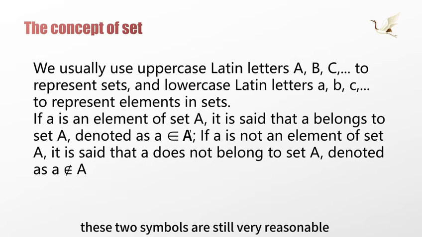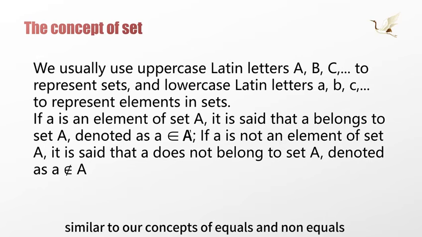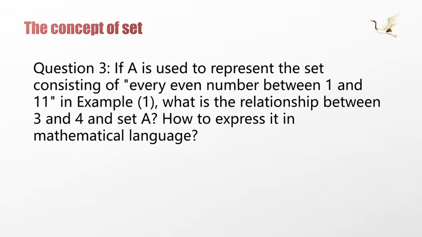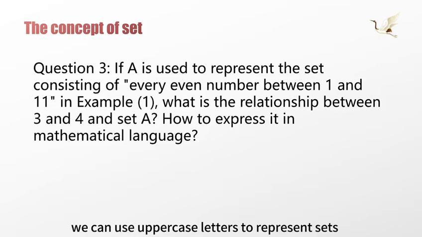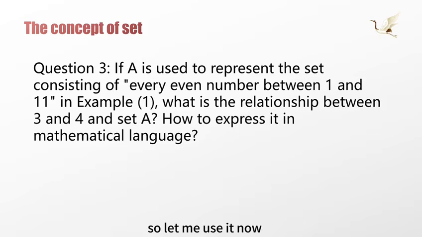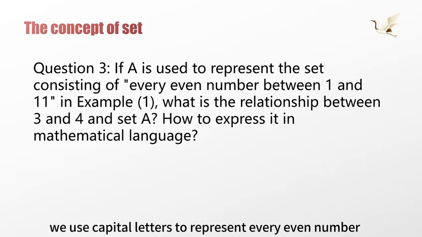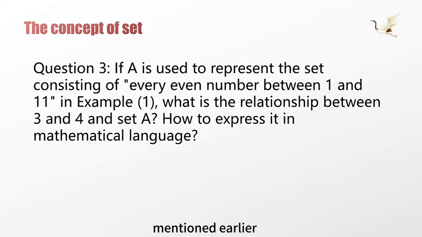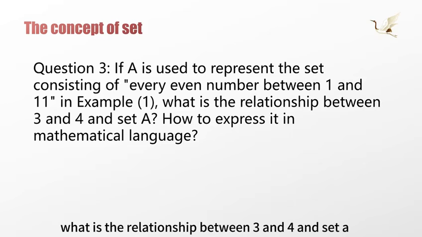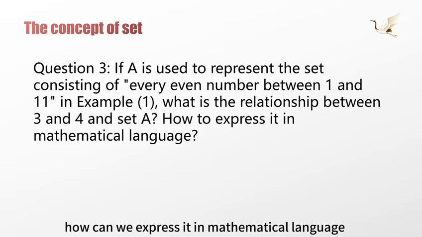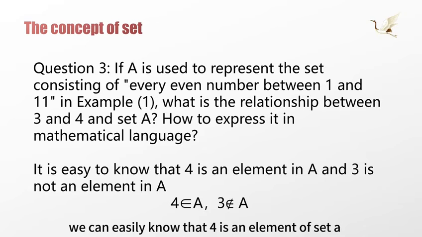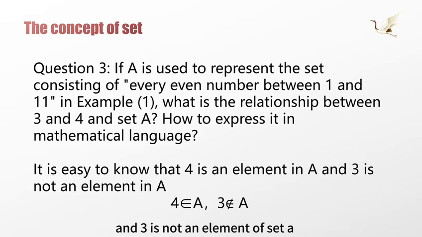These two symbols are still very reasonable, similar to our concepts of equals and not equals. We just mentioned that we can use uppercase letters to represent sets. So let me use it now. We use a capital letter A to represent every even number between 1 and 11 mentioned earlier. What is the relationship between 3 and 4 and set A? How can we express it in mathematical language? We can easily know that 4 is an element of set A, and 3 is not an element of set A, so we say that 4 belongs to A and 3 does not belong to A.